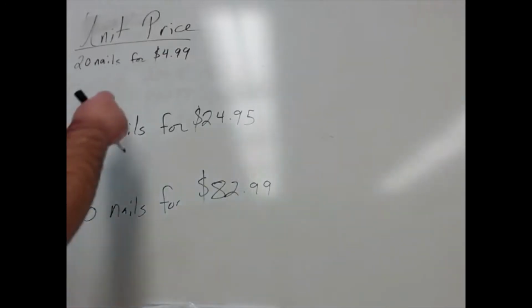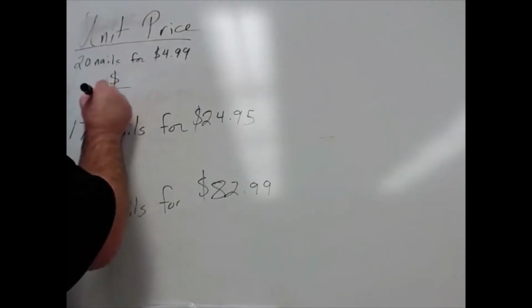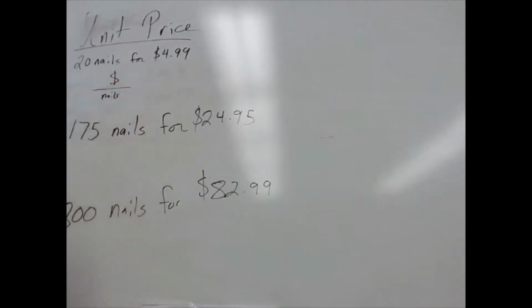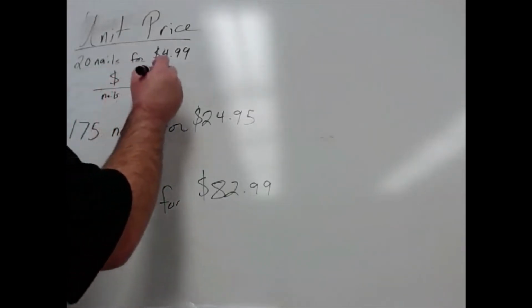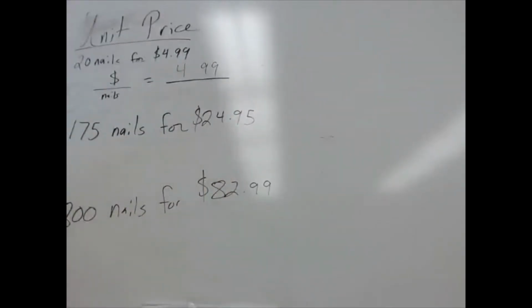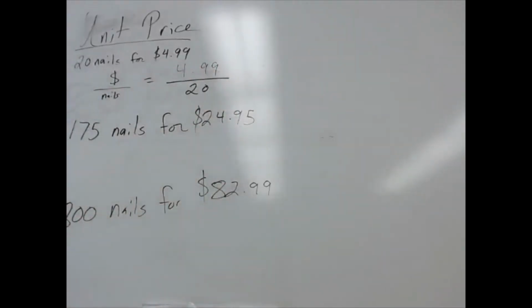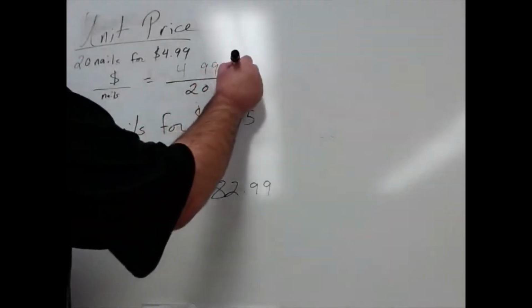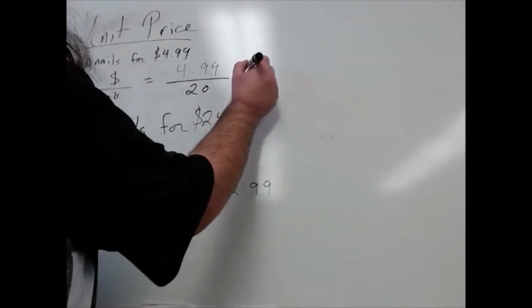For every one, I'm going to take the number of dollars divided by the number of nails. This will tell me how much each nail costs. So I'm going to take my $4.99, the amount I spend, and divide it by how many nails I get, so 20. My unit price is $4.99 divided by 20, and we're going to keep 4 decimal places here. I usually like to keep at least 4.